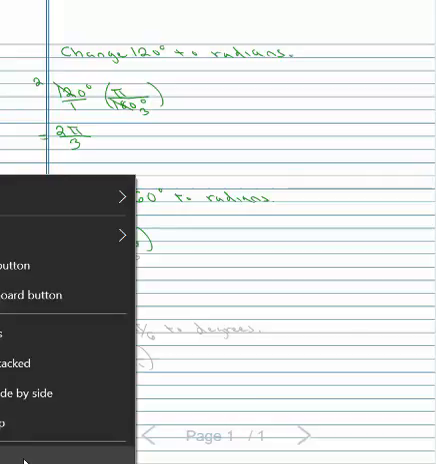So 60 goes into 60. Now we're looking for something common to 60 and 180. 60 goes into 60 once. How many 60s into 180 would be what? 3. So then what do we get?